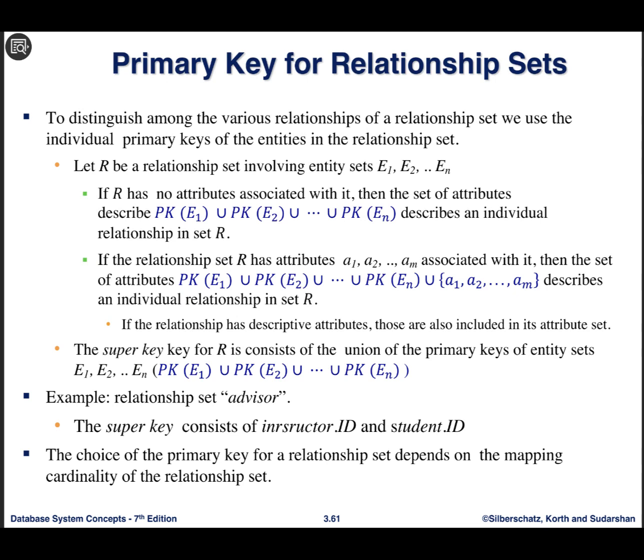So how can you specify the primary key of, let's say, the relationship set? The relationship set has different ways to specify the primary key, okay? So I prefer to use the whiteboard to go over this one a little bit. So I will give you an example.